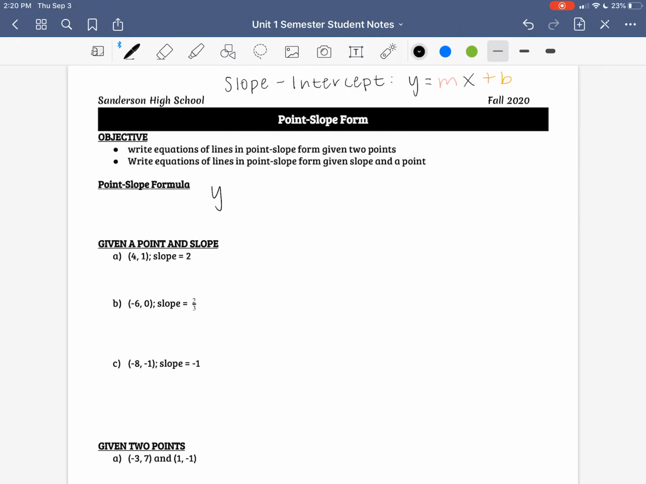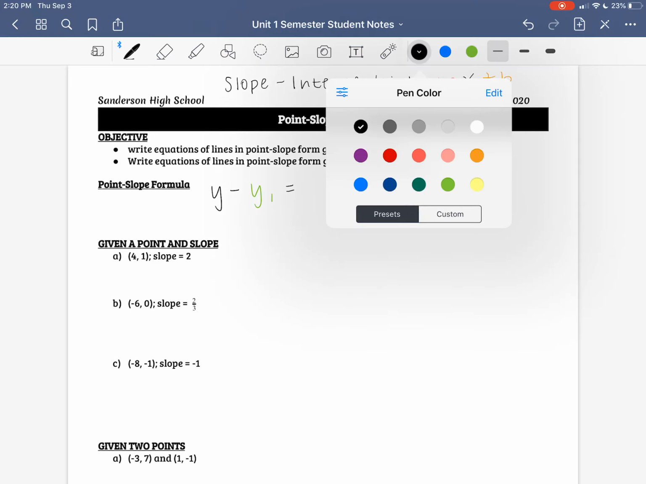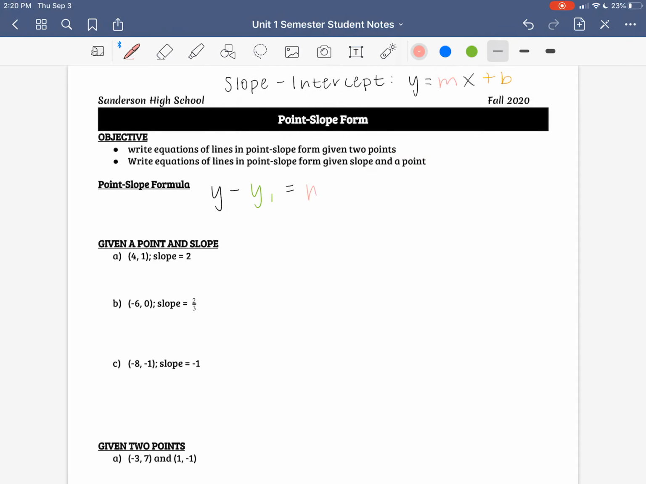It's going to look like y minus some y value, some point that you have. So y minus y1, and that y1 is just from any point on your line, equals, we still do have to know the slope. It is called point slope, so we need the slope. So m times x minus an x value from the same point you used before. So we do still have, just like in our other equation, an x and a y that's going to stay in your equation, but we're substituting in the pieces that we need.